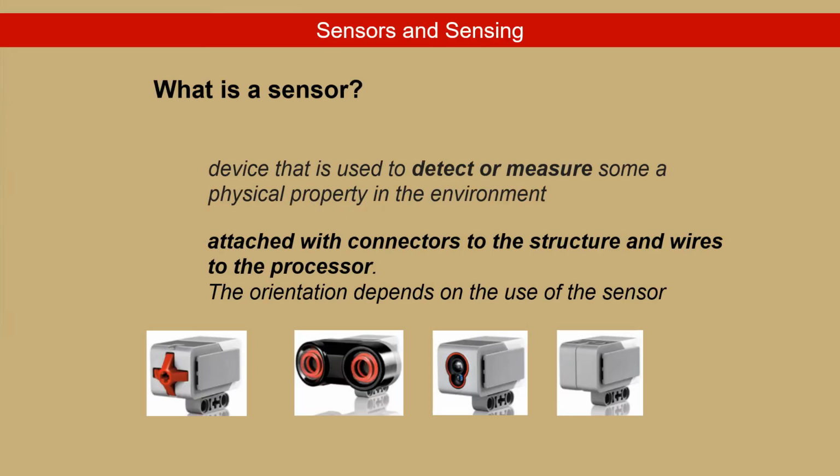So what is a sensor? Well, a sensor is a device that is used to detect or measure some physical property of the environment where the robot is moving, and it's usually attached with connectors to the structure and then wires to the processor. The orientation of your sensor then obviously depends on the use of the specific sensor. Seen below are some examples of sensors that can be attached to a robot.